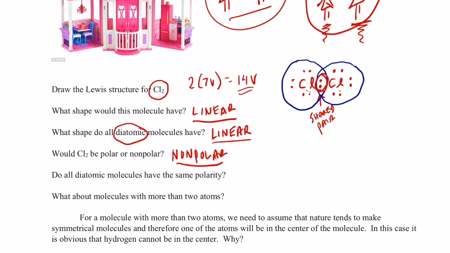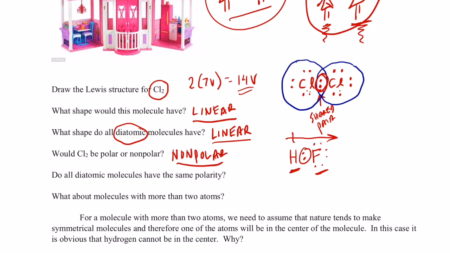Now, does that mean that all diatomic molecules have the same polarity? Are all of them nonpolar? No, think about this. We did this on the previous page. Remember when we had HF and we drew that Lewis structure. F is much more electronegative than hydrogen, and so that molecule is polar. Using our Barbie doll dream house analogy, H would be my little sister right here, and F would be the big sister, and she would get that shared pair of that Barbie doll dream house more often.